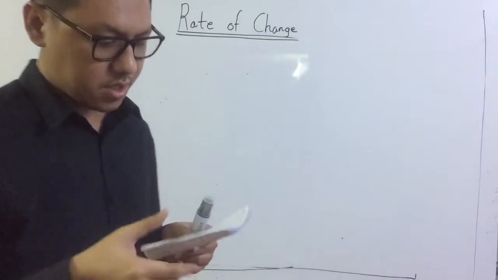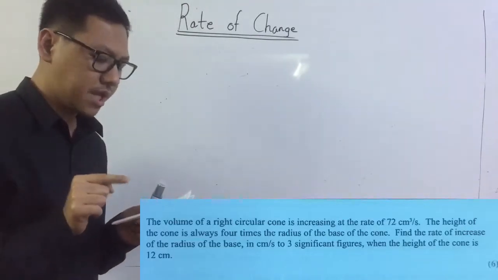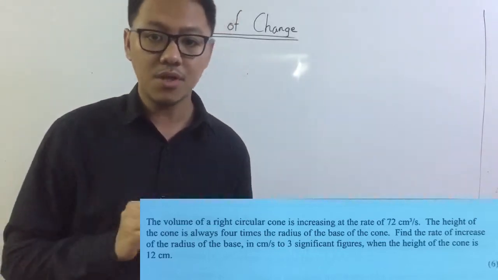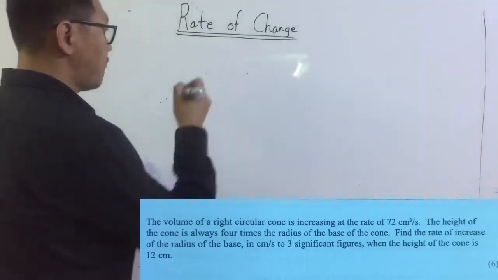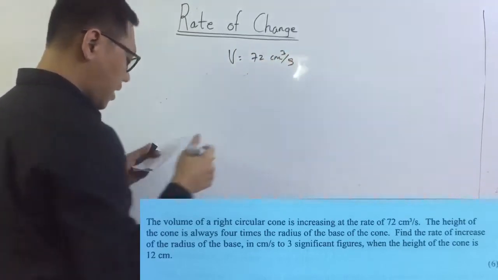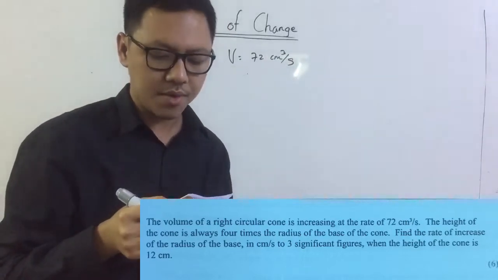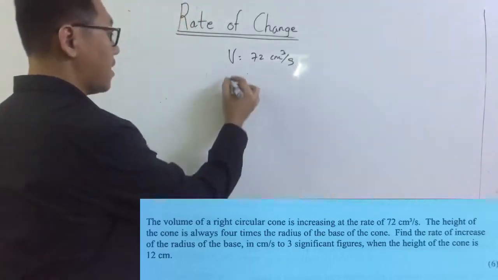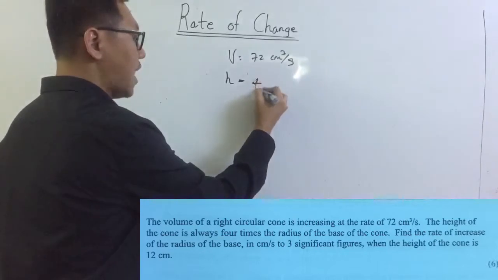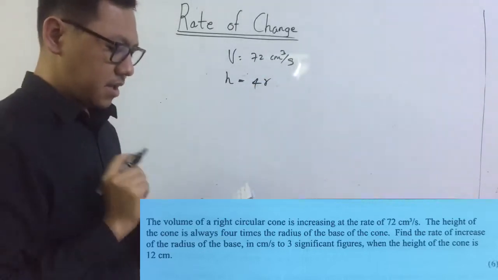Okay, got it. The volume of a right circular cone is increasing at the rate of 72 cm cube per second. Cm cube per second is volume, right? Rate of change of volume. So I'm going to write down first dv by dt equal to 72 cm cube per second. And then the height of the cone is always 4 times the radius of the base of the cone. So I'm going to write down height is always 4 times the radius. That is a given fact.